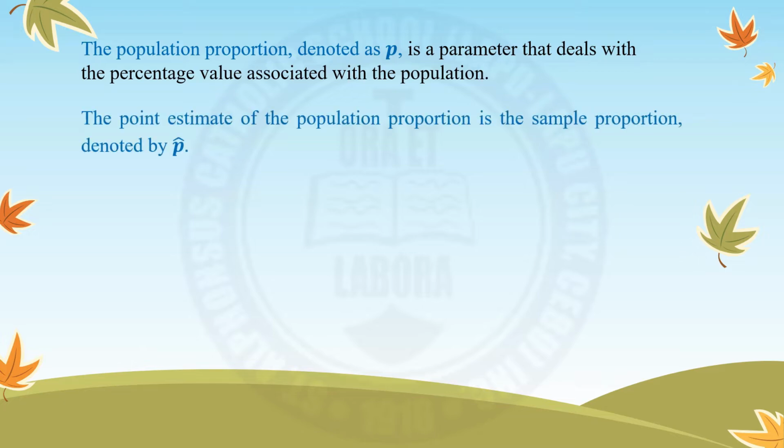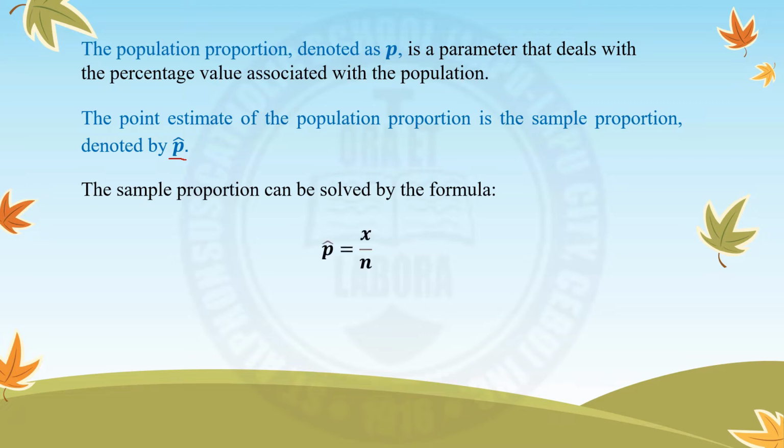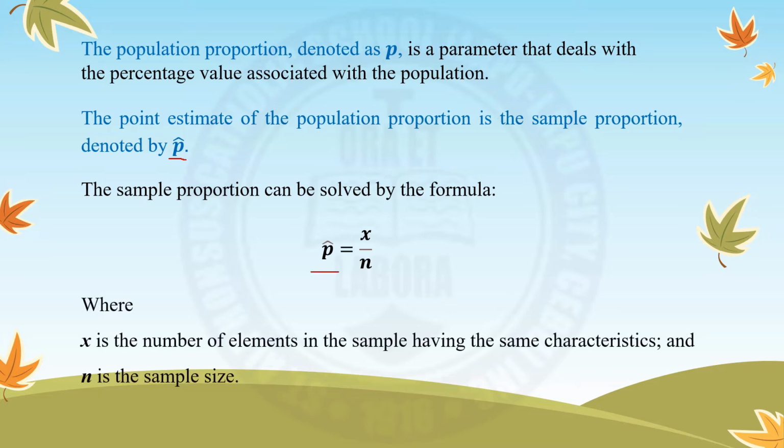The point estimate of the population proportion is the sample proportion, denoted by this symbol. The sample proportion can be solved by this formula. Sample proportion is equal to x over n, where x is the number of elements in the sample having the same characteristics and n is the sample size.